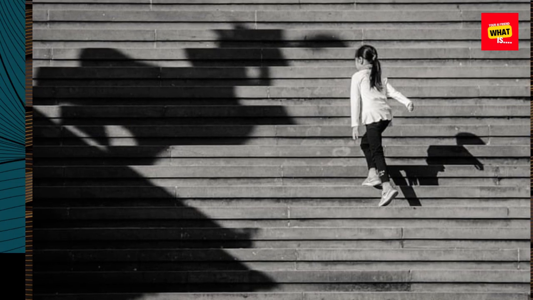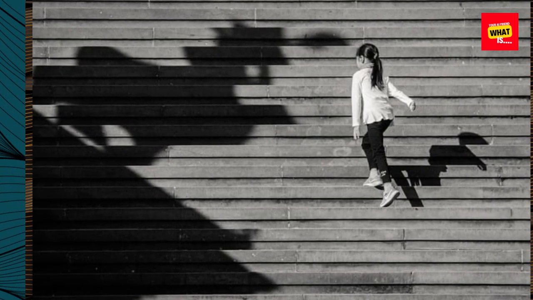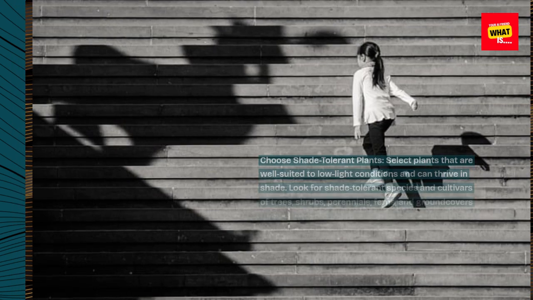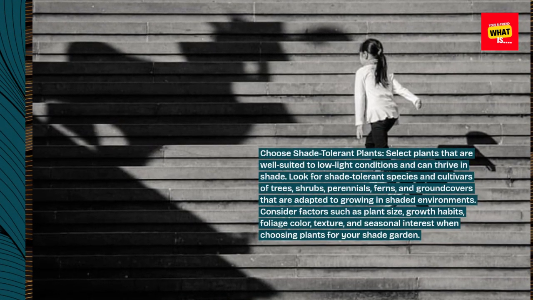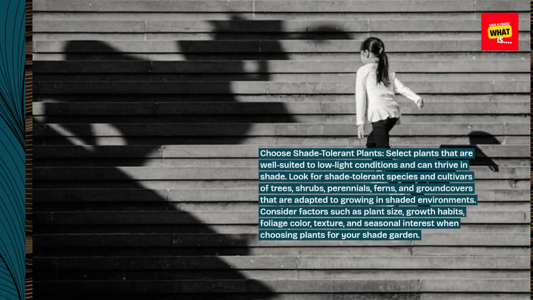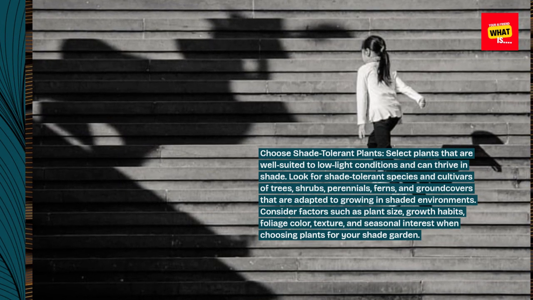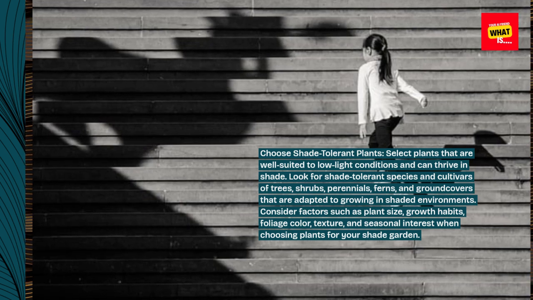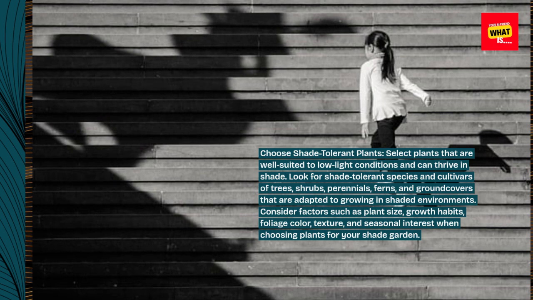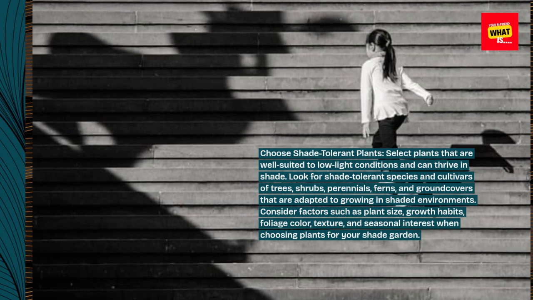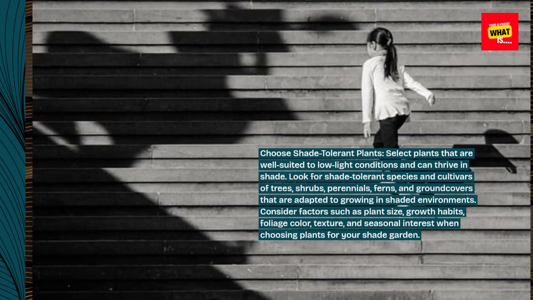Choose shade-tolerant plants. Select plants that are well suited to low-light conditions and can thrive in shade. Look for shade-tolerant species and cultivars of trees, shrubs, perennials, ferns, and ground covers that are adapted to growing in shaded environments. Consider factors such as plant size, growth habits, foliage color, texture, and seasonal interest when choosing plants for your shade garden.